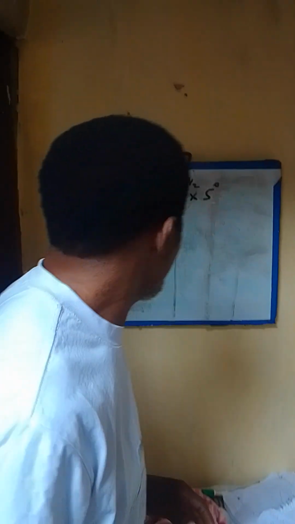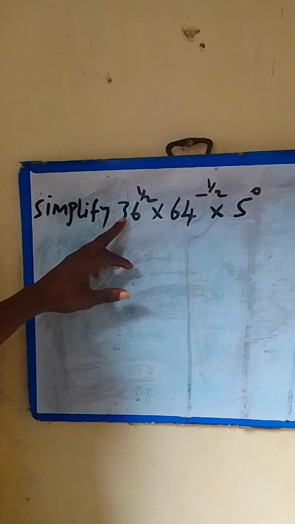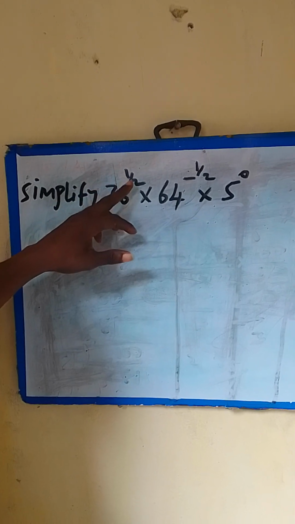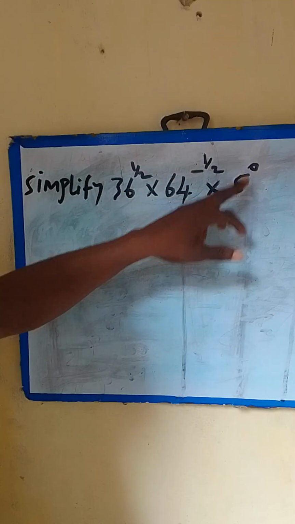Today we are going to be looking at another aspect of indices, as you can see here on the board. We are asked to simplify 36 raised to power 1 all over 2 times 64 raised to power minus 1 all over 2 times 5 raised to power 0.